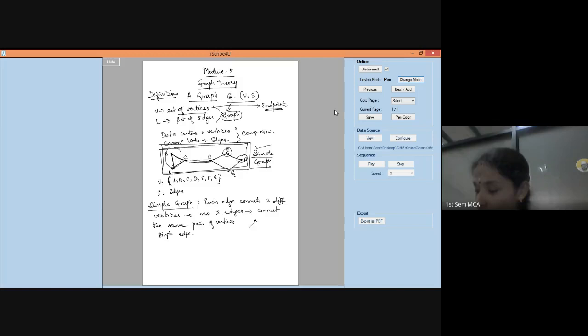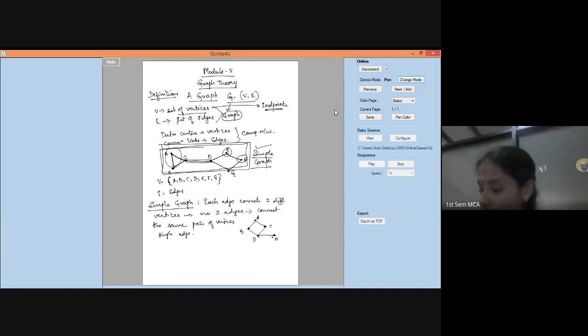I'll put down one more graph. Any doubts? This is another simple graph. Suppose I name it like this, A, B, C, D and E. Between every pair of vertices, how many edges do you have? You have only one edge, correct? There are no two edges between the same pair of vertices.